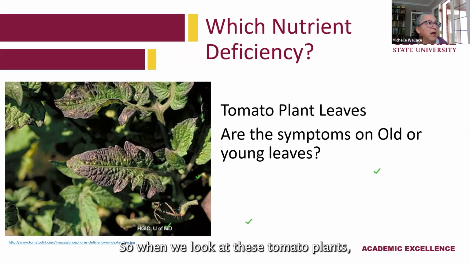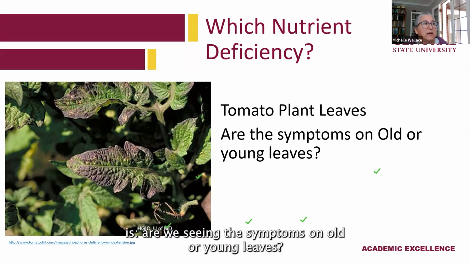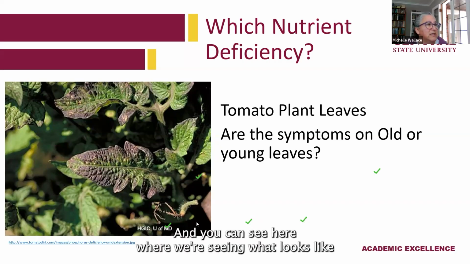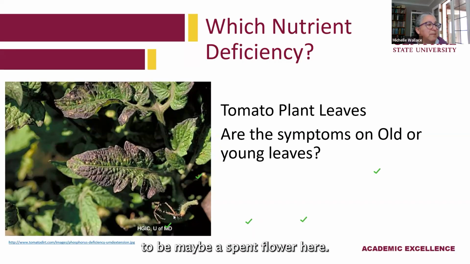So when we look at these tomato plants, the first thing we want to ask ourselves is, are we seeing the symptoms on old or young leaves? And you can see here, we're seeing what looks like maybe a spent flower here. So what do you think?